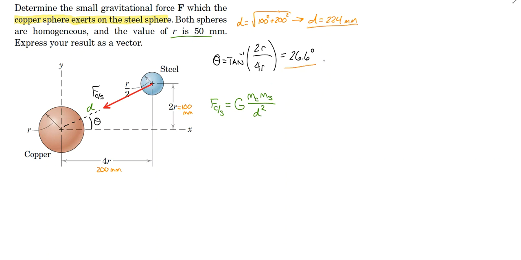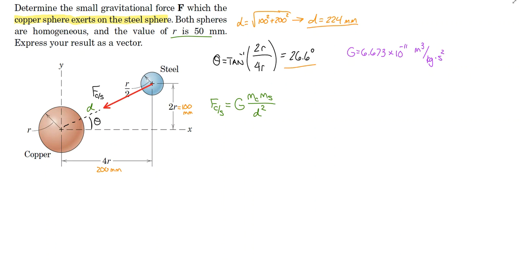Okay? So, big G is a constant. We can look that up in our tables in the back of the book. And since this is a metric problem, we know that G is 6.673 times 10 to the negative 11th, and the units for that are meters cubed per kilogram second squared. And we're left at this point just solving for the mass of the copper and the mass of the steel. And that is a little more involved of a calculation, but not very difficult.